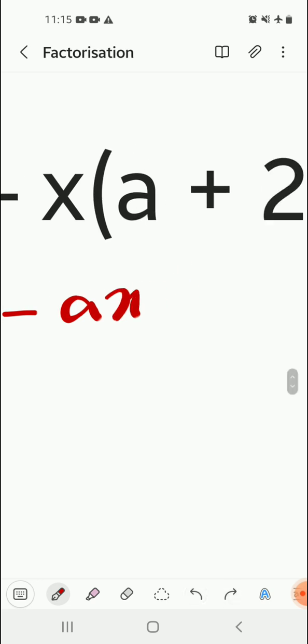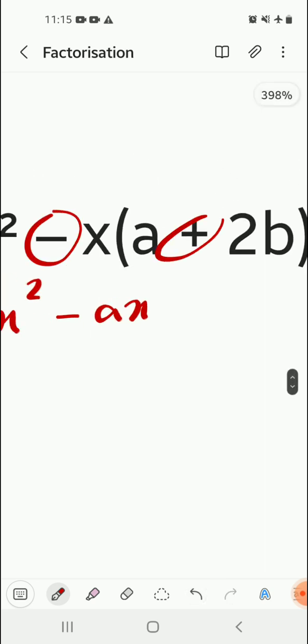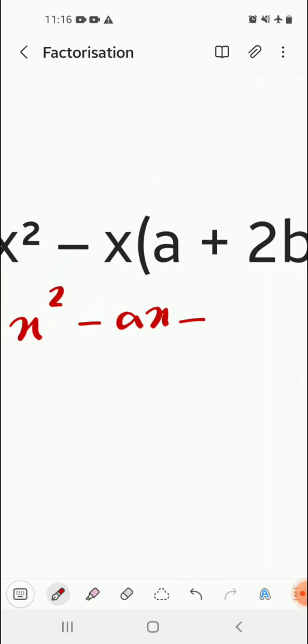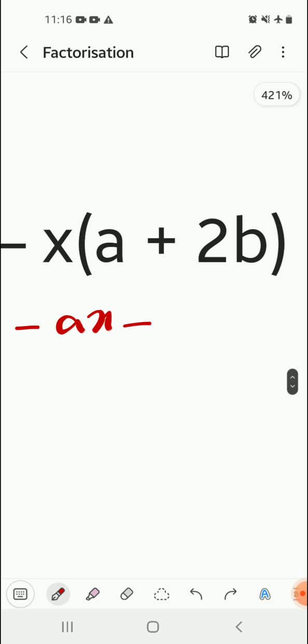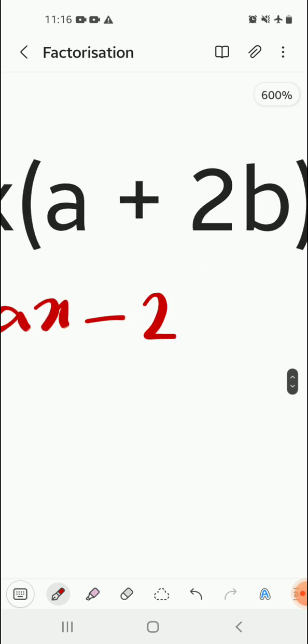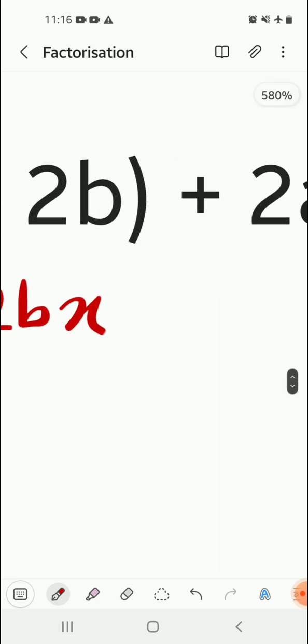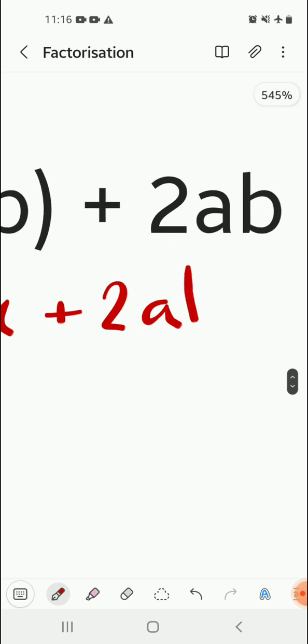Specifically a into minus x, minus ax. Now minus into plus is minus. Always remember whatever we have before the bracket is actually multiplied along with the sign, not only with the term. Next is minus x into plus 2b. It will be minus 2bx, in alphabetical order, plus 2ab.